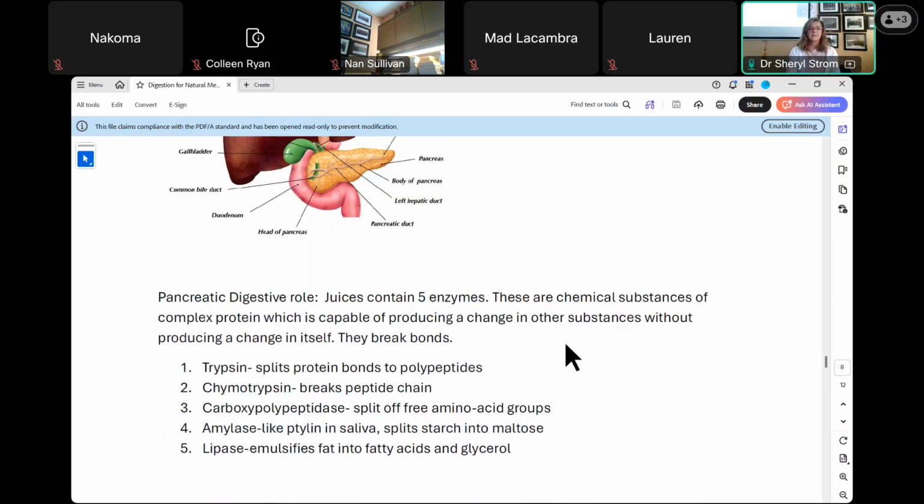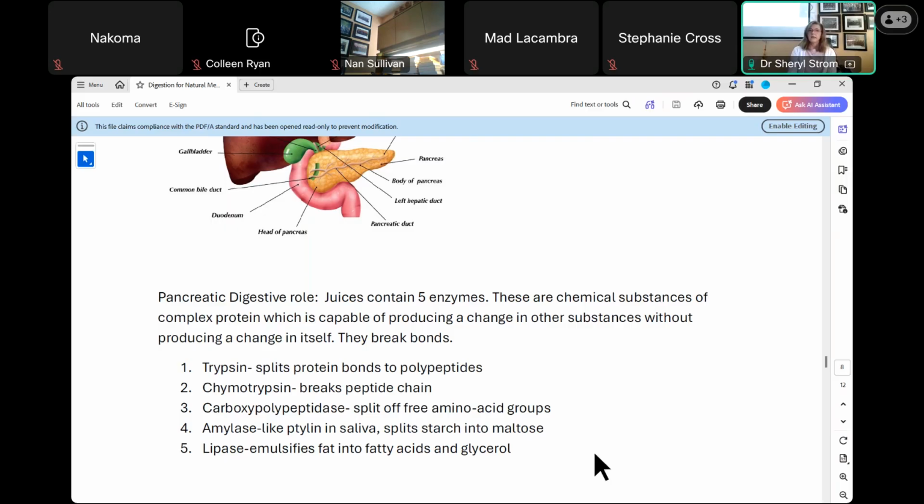Pancreatic digestive role. Juices contain 5 enzymes. These are chemical substances, of complex protein, which is capable of producing a change in other substances without producing a change in itself. Again, they break the bonds.